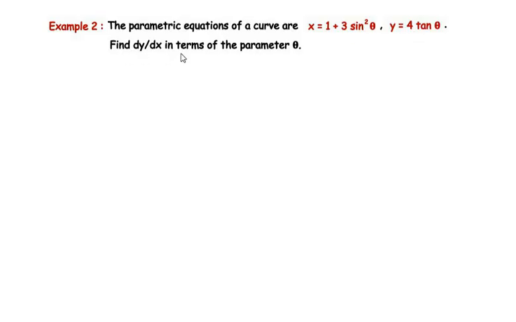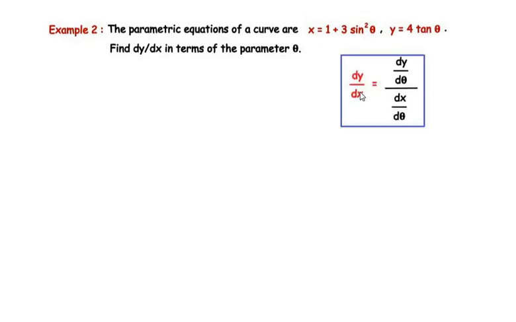Find dy by dx in terms of the parameter theta. So let us begin by using the formula. dy by dx is equal to dy by d theta over dx by d theta. So let us begin with the differentiation of y with respect to theta.